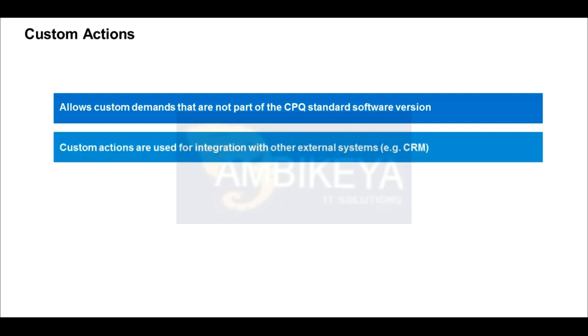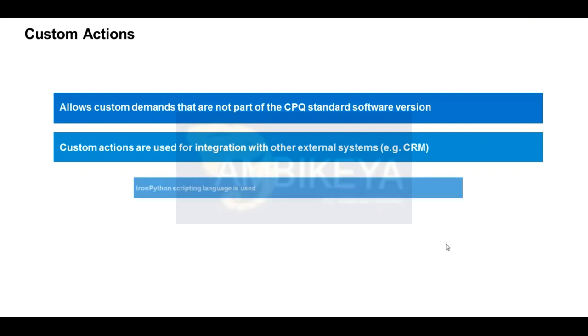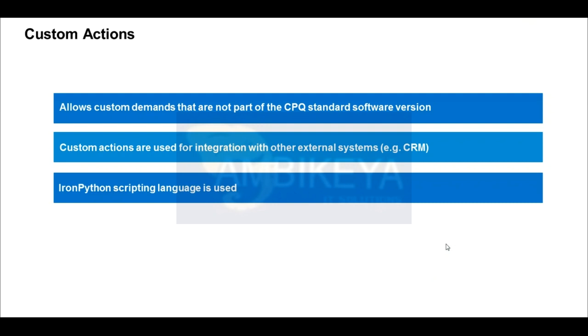Custom actions give you the ability to create flexible integration with other external systems. It doesn't have to be with the CRM, doesn't have to be with an ERP, it can be with anything. The scripting language used by CPQ is always Iron Python. It is the only scripting language that CPQ uses, which is not too tough because it is open source and it's basically Python.